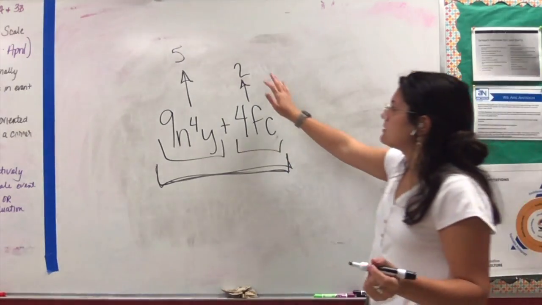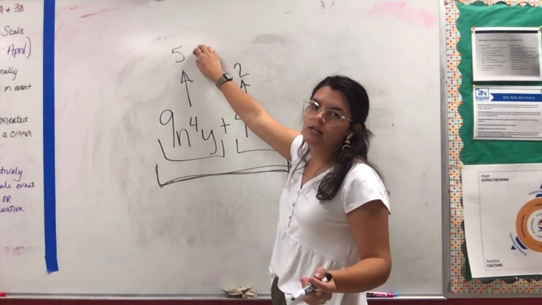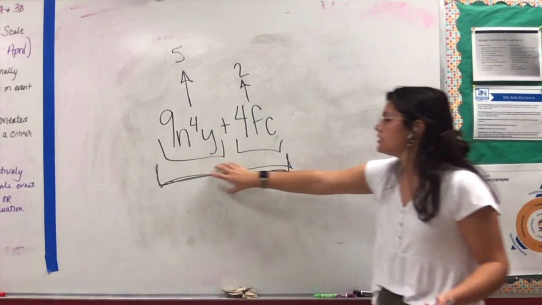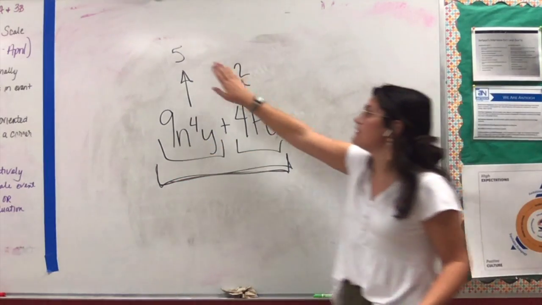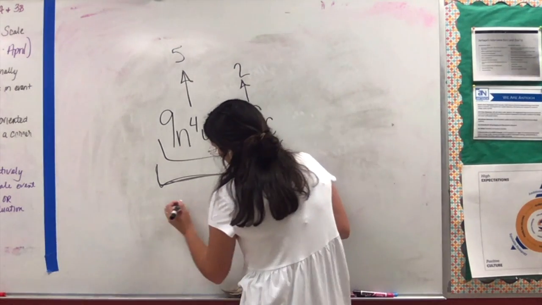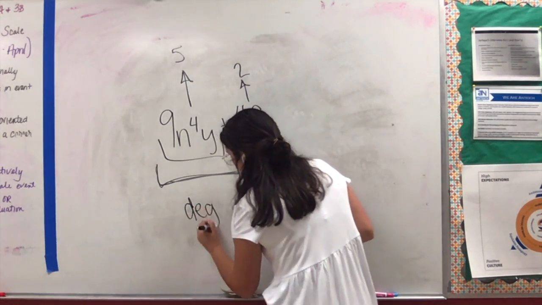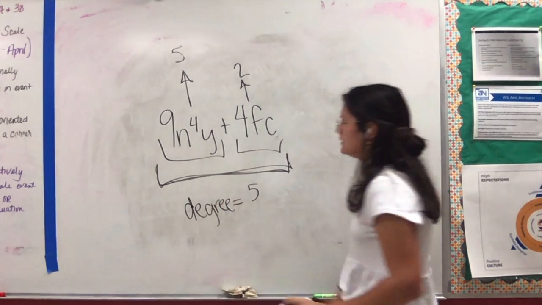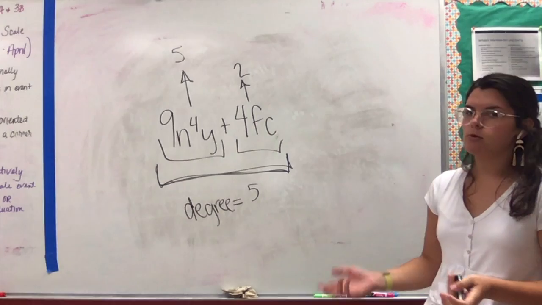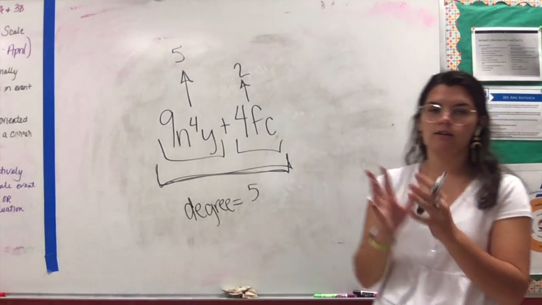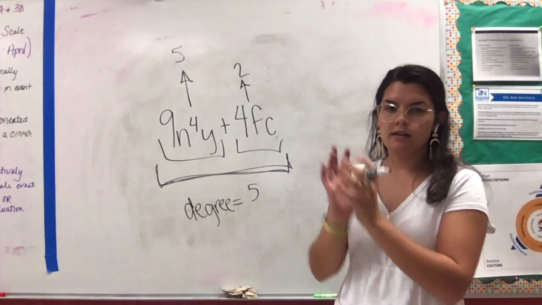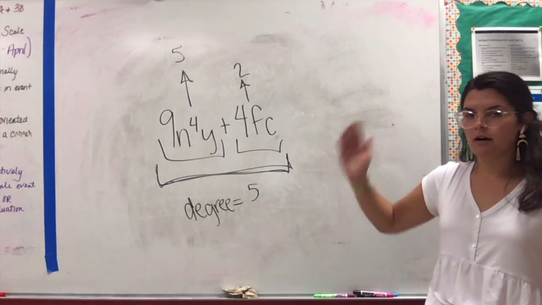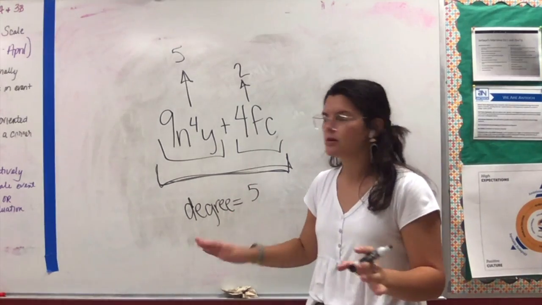And that's going to be the biggest degree of the terms. So the degree of the whole binomial is going to be 5. So degree equals 5. It's pretty simple. You just find the degree of each term, and then the biggest degree is going to be the degree for the whole binomial, or the whole polynomial.